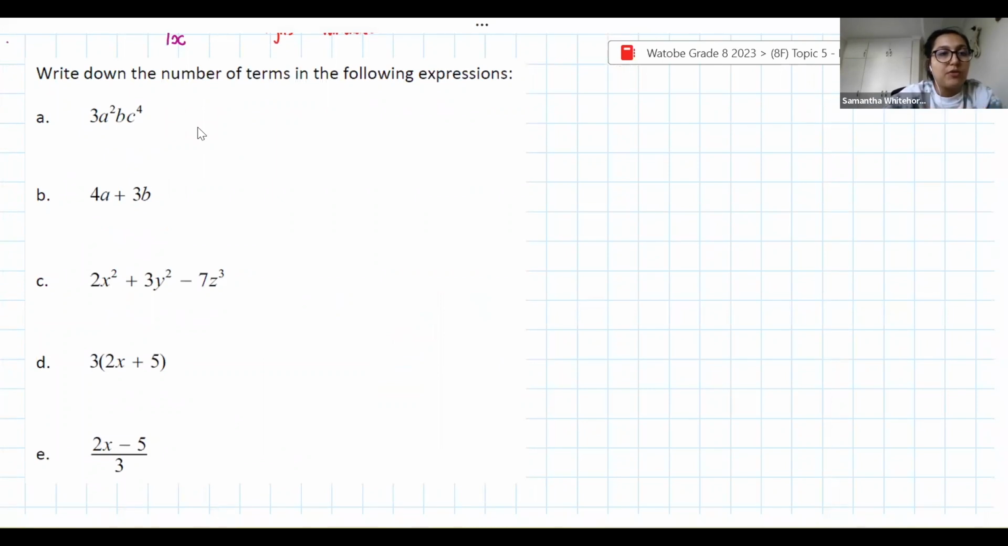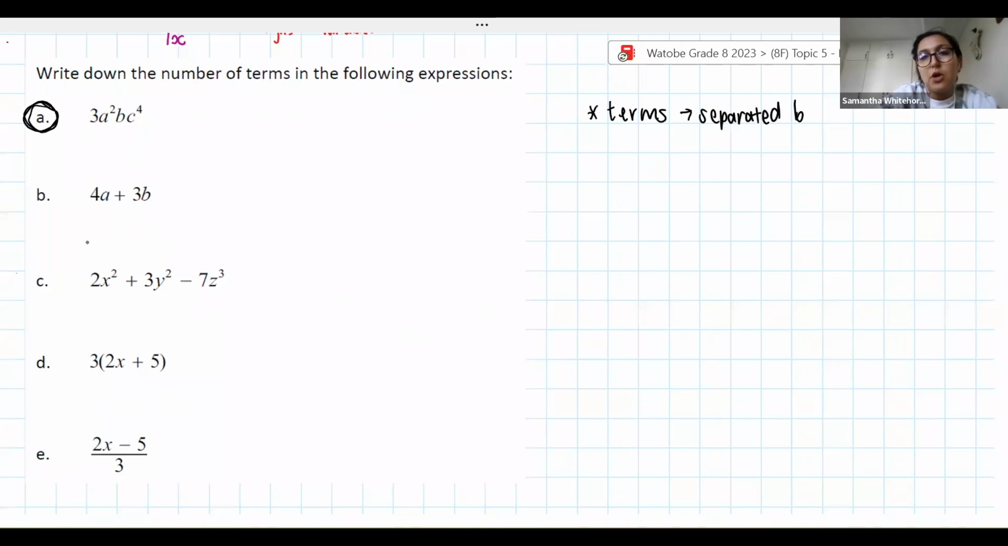So let's start with the first one. If we look at A, my question to you is, how many terms are in this expression. Now remember, we spoke about this a little while ago. Terms in an expression are separated by plus and minus signs. So that's what we need to look out for when we are trying to identify terms. So I want to see in the chat how many terms you think expression A has.